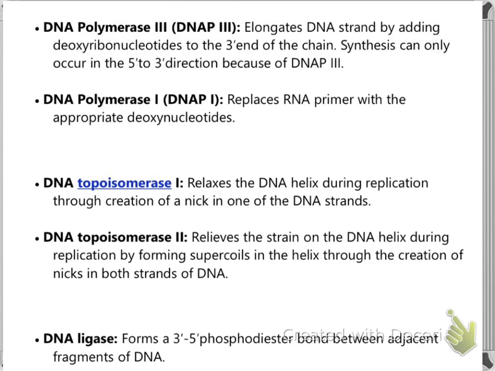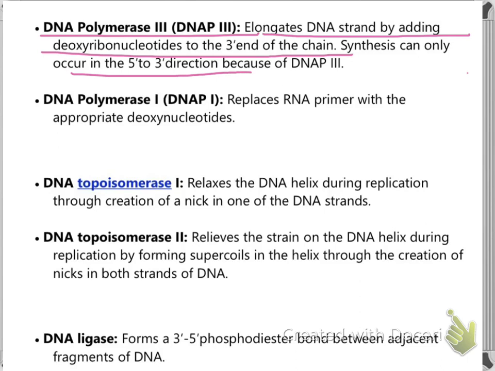The next most important enzyme is DNA polymerase 3. DNA polymerase 3 elongates the DNA strands by adding deoxyribonucleotides to the 3' end of the chain. That is, the synthesis only occurs in the 5' to 3' direction because of DNA polymerase 3. Then DNA polymerase 1 replaces the RNA primer with the appropriate deoxyribonucleotides. These we will discuss later.